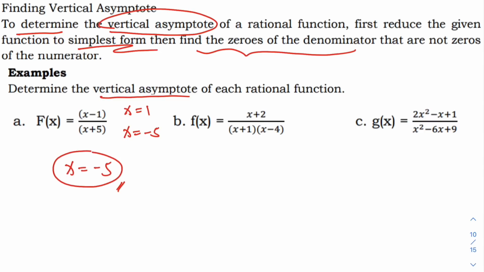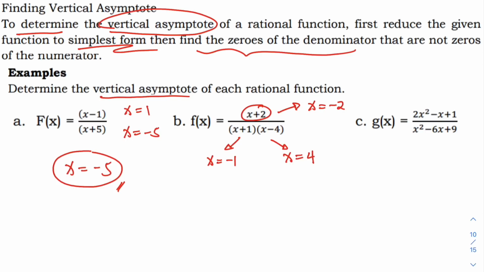So, next, letter B. So, sa letter B natin, guys, meron tayong f of x equals x plus 2 all over x plus 1 times x minus 4. Okay? So, una, identify muna natin yung zeros ng ating numerator and denominator. So, dito guys, sa numerator, meron tayong zeros na x equals negative 2. Tama? Sa denominator naman, since may dalawa tayong factor, so ang zeros ng ating denominator is x equals negative 1 dito sa ating x plus 1. Sa x minus 4 naman, ang zeros niya naman ay x equals 4.